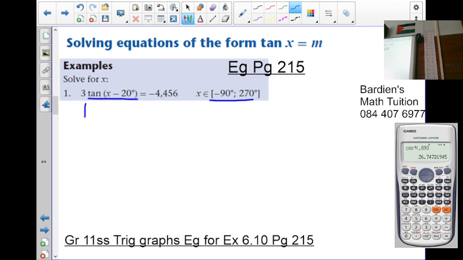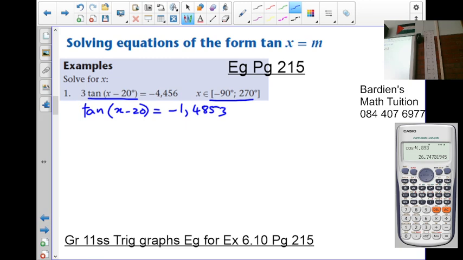How do I do that? By dividing it by 3. So tan(x - 20) is equal to, on your calculator, -4,456 divided by 3, which is -1,485. Okay. So what do I do now?